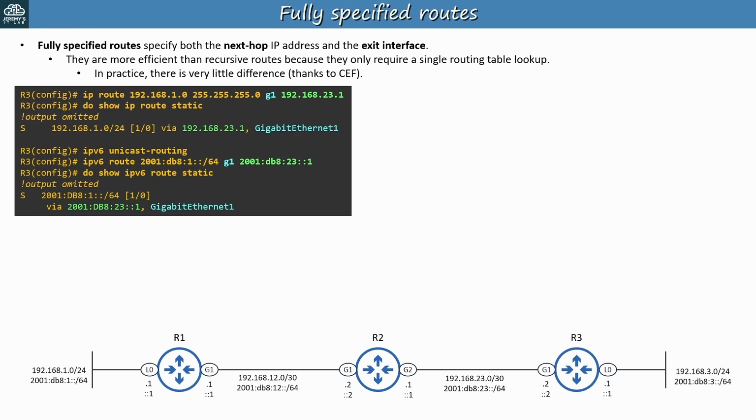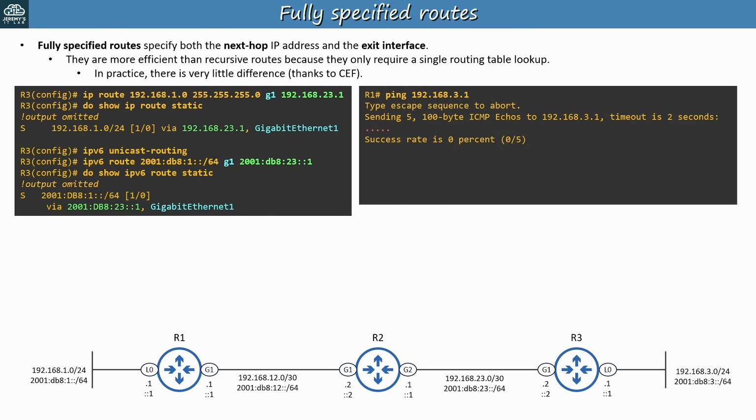Now let's test some pings between R1 and R3. From R1, I ping 192.168.3.1, R3's loopback 0, but the ping fails. And same for the IPv6 ping. Any idea what's causing this?